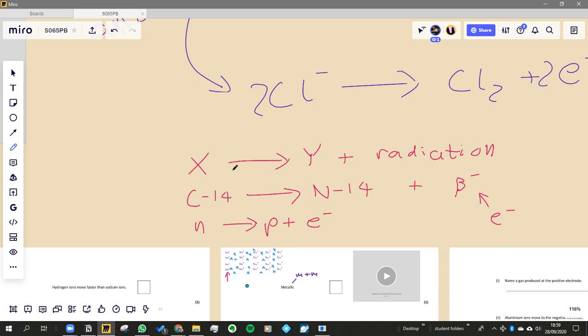It didn't come from the outside of the atom. It didn't get knocked off from the shell of the carbon atom. It came from the nucleus. A neutron just became a proton and an electron. Why it happened is extremely complicated and strange. It doesn't come up in GCSE, but we just need to know that.